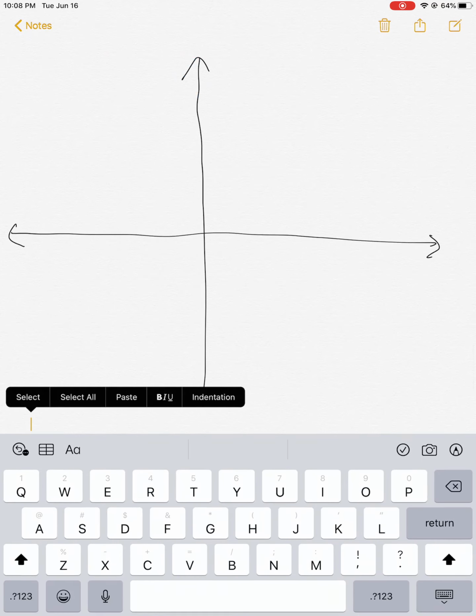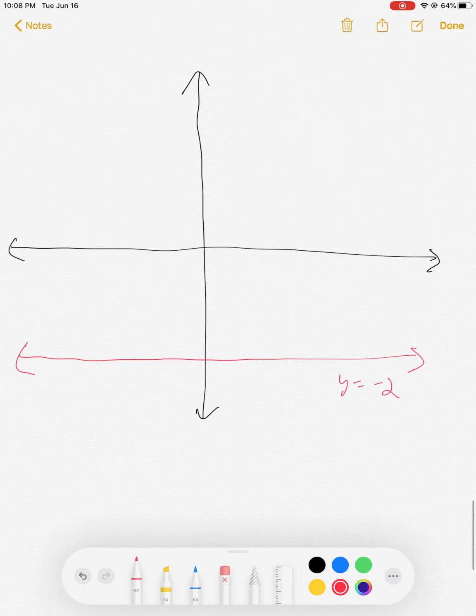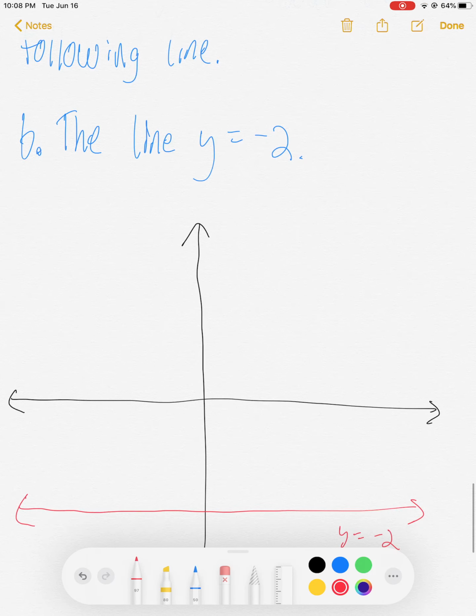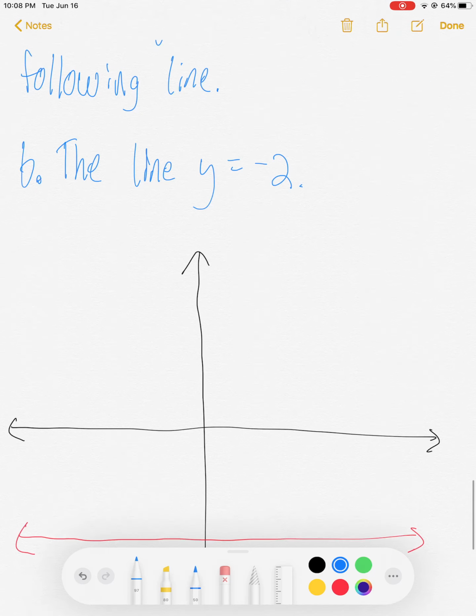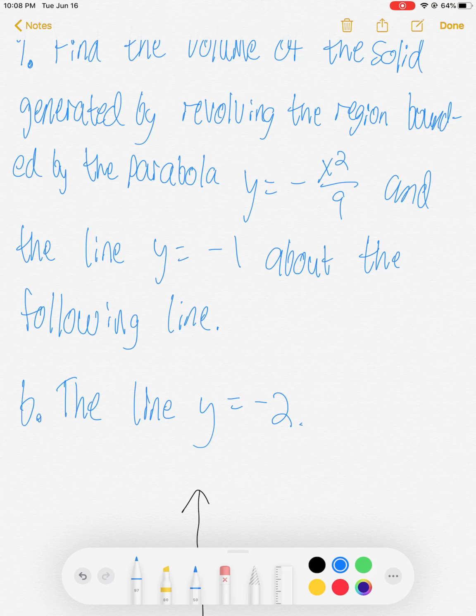So let's go ahead and sketch everything that we need. Let's sketch the line y equals negative 2 down here. So this is y equals negative 2. That's the line that we're going to rotate about. Okay, in fact, let me switch colors for the other parts. Then we're going to have y equals negative x squared over 9.